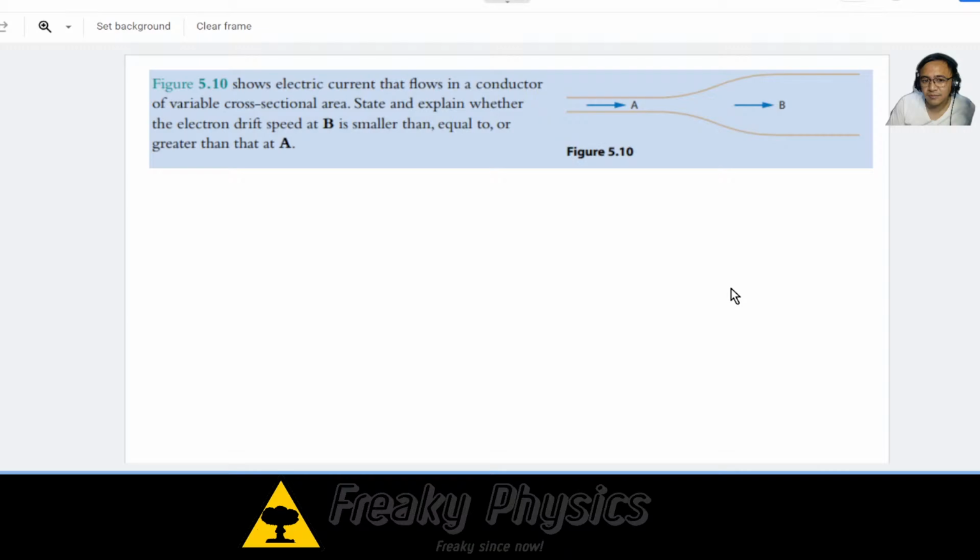Maybe A, because it's more concentrated and there's less area for it to go. But would there be more resistance in A? Yes, that's true, there would be more resistance in A, but it doesn't matter at this point. I'll give you a clue: the currents are equal. The current here and the current here, they're equal.